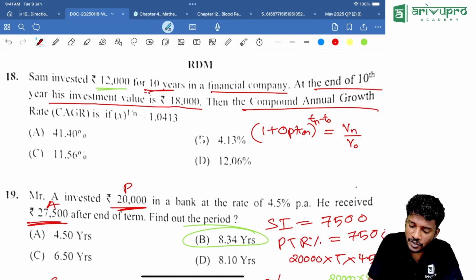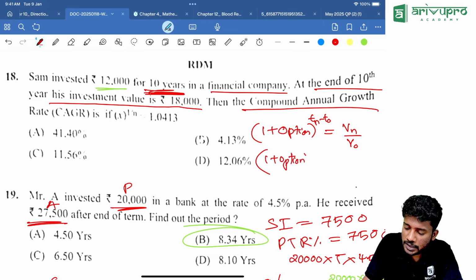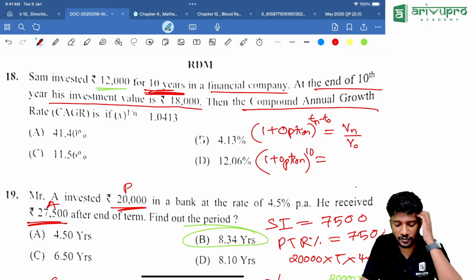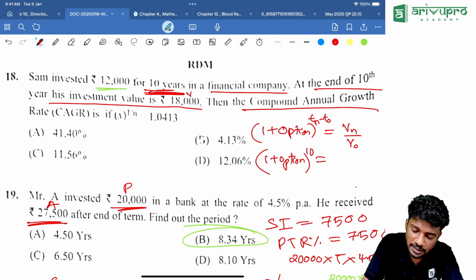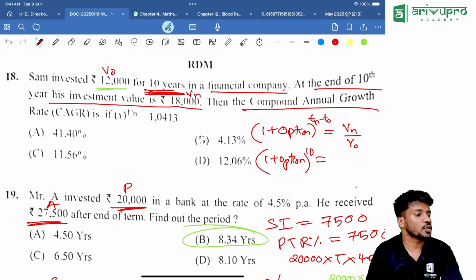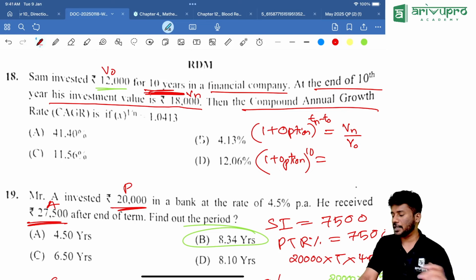They are telling invested for how many years? 10 years. That means directly you can take it as 10 years. 1 plus CAGR raised to 10, which is equal to Vn by V0. How much is Vn by V0? Vn is 18,000. V0 is 12,000. That means 18,000 divided by 12,000. That is how much? Take the calculator. Get me the answer.